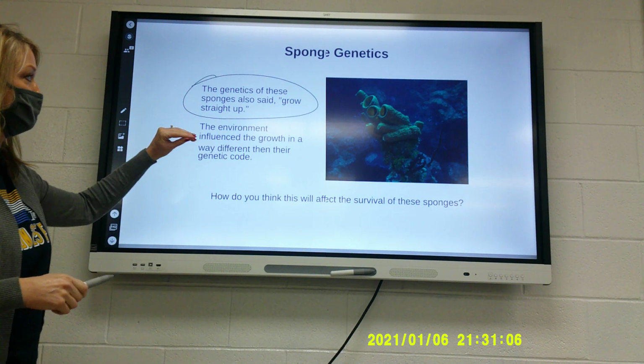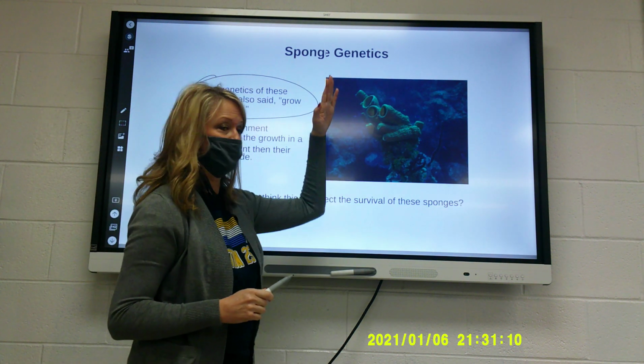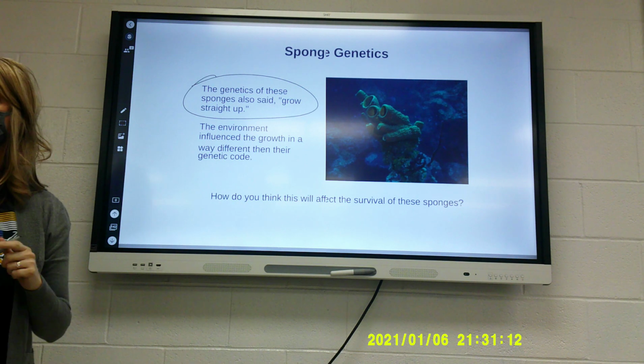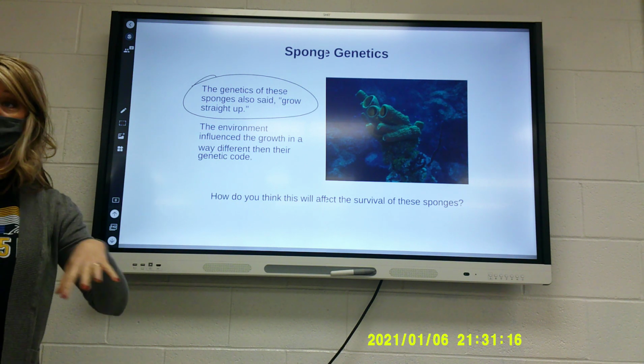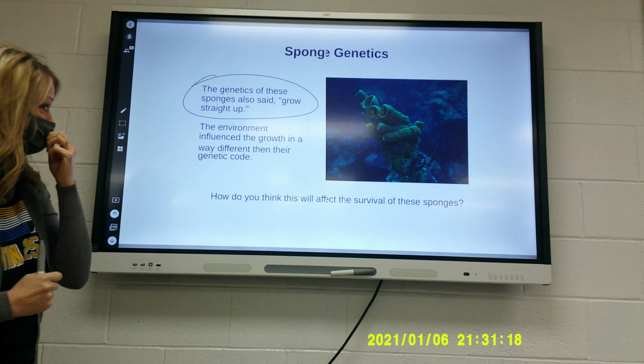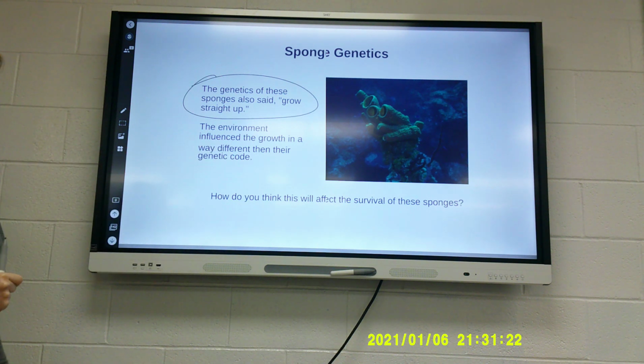What is something in the water that caused these to be flat instead of upright? What do you think? I guess pressure, like the water pushing. Yeah, the water pushing on it, of course, the difference in the currents, which is the environment, influenced the growth in a way that's different than their genetic code.